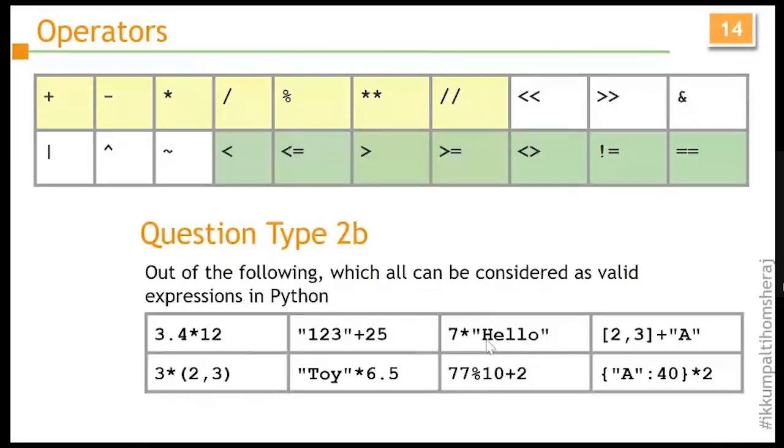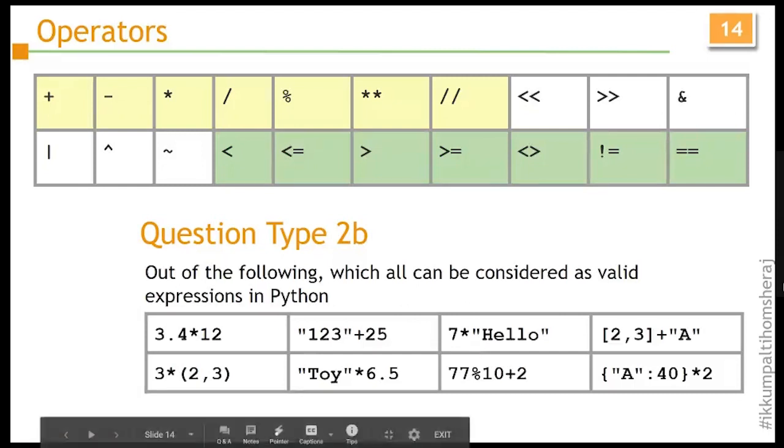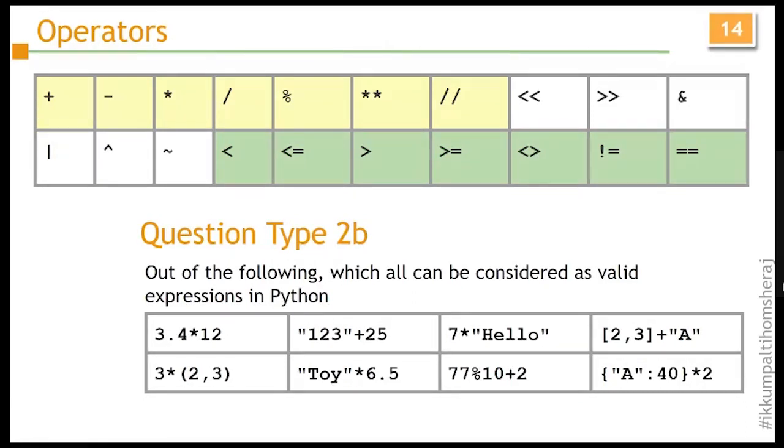Third one will be valid because when we say 7 into hello, hello will be printed 7 times, or hello will be present 7 times. Then 2, 3 plus a, will it be valid? Any one of you? No, sir. It won't work. But if we want it to work, we simply have to enclose a inside a pair of square brackets, then it will start working. So it will simply add that a also as part of the first list.